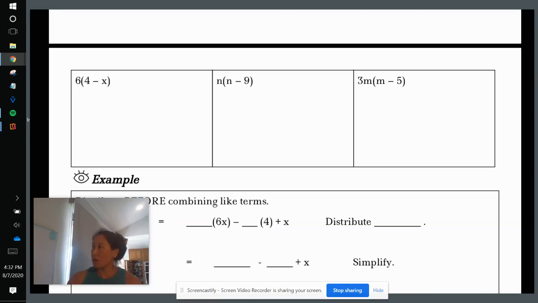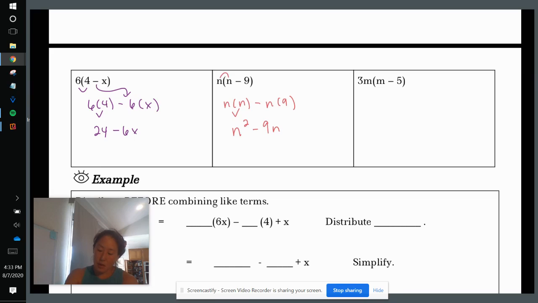vocab. Okay? Okay, here are some more examples. 6 times (4 minus x). Whatever sign is inside the parentheses, you can go ahead and put either a plus or a minus between the two terms. Okay? So 6 times 4 is 24 minus 6x. The next one, n times (n minus 9). N times n is n squared minus 9n.